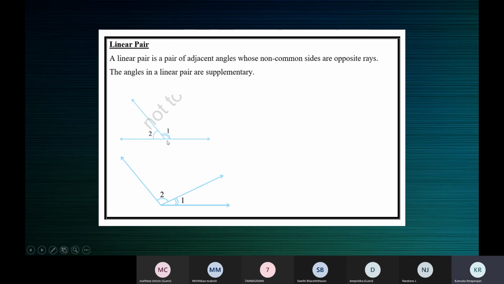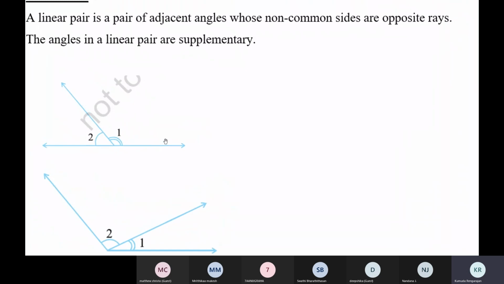See here, when you look at this figure, here angle 1 and angle 2 don't form a linear pair. Here, look at this one. Angle 1 and angle 2. This is the common vertex. So we have a pair of angles. Are they adjacent angles? Yeah, they have a common vertex.